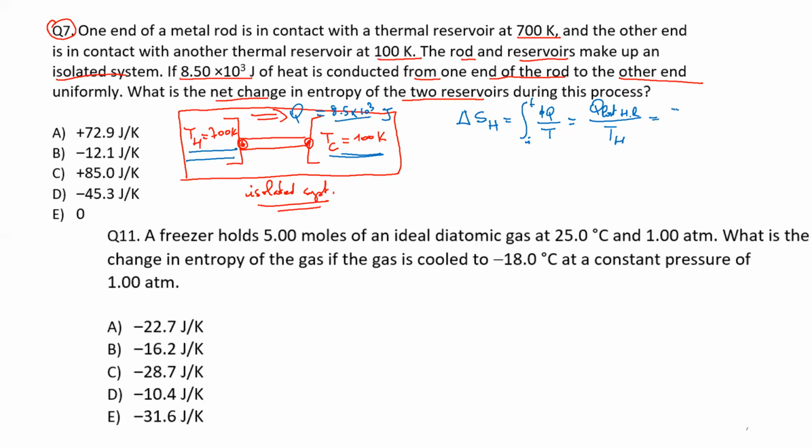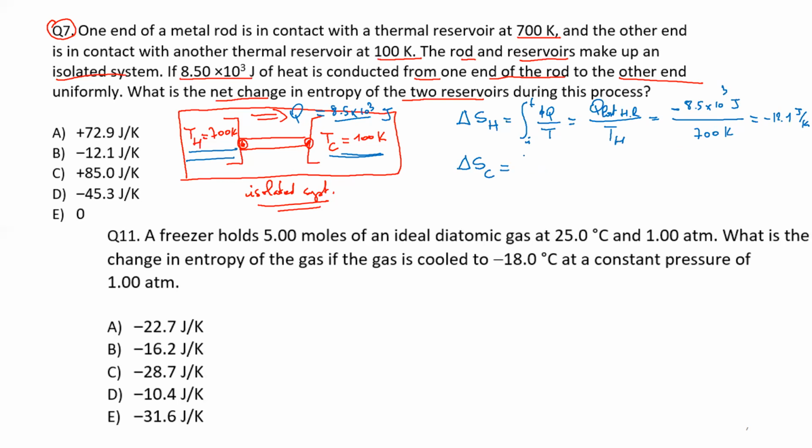So you'll have minus. This amount of heat conducted through the rod is provided by the hot reservoir. So Q lost by the hot reservoir is just minus 8.5 times 10 to the power 3 joule divided by T hot. What is T hot here? 700 Kelvin. And I get a change in entropy of minus 12.1 joule per Kelvin for the hot reservoir. Now, what is the change in entropy for the cold reservoir, the low temperature reservoir?